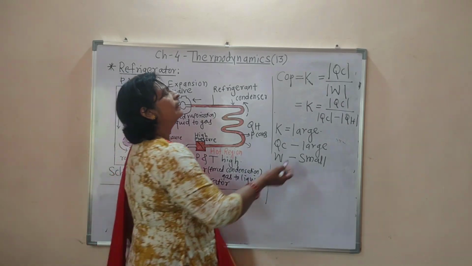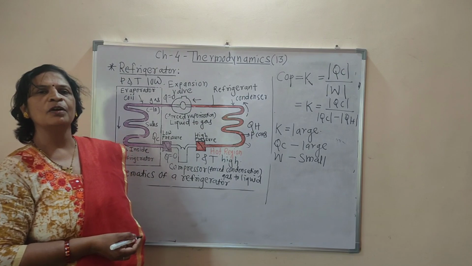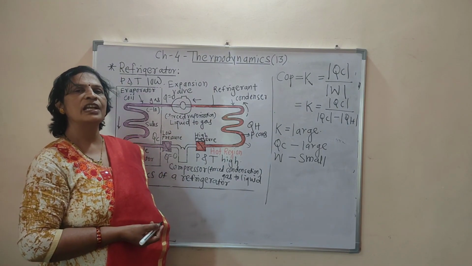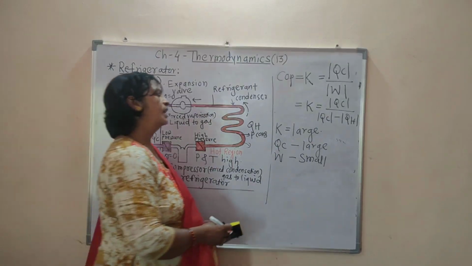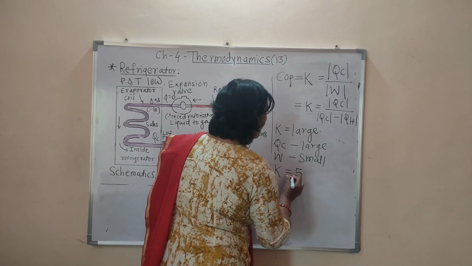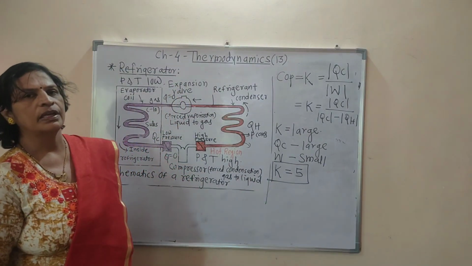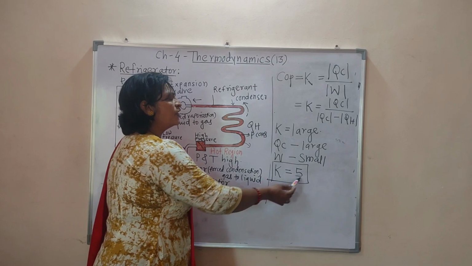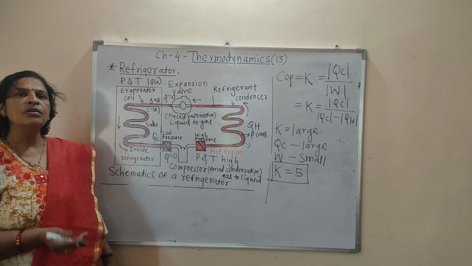Understood? Again, it is the ratio of two similar quantities, and therefore the coefficient of performance is a unitless and dimensionless quantity. It has no unit and no dimension, and for a typical refrigerator, the value of K is equal to 5.